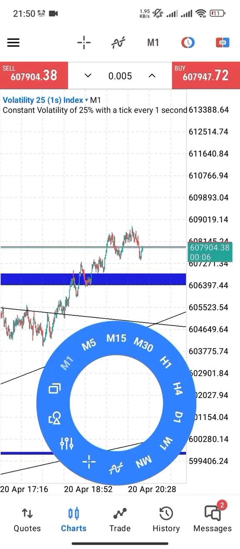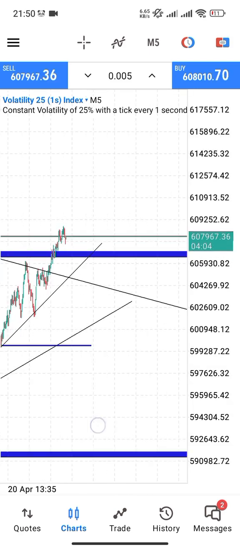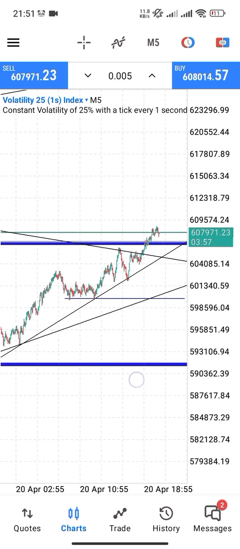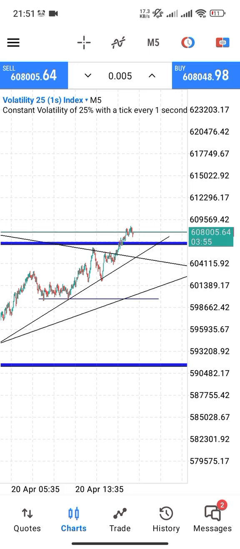We are going to patiently wait also to see the market come back into our zone when it touches the trend line that just broke and goes up. Then we are in the trade already. All right, let's see how it plays out.